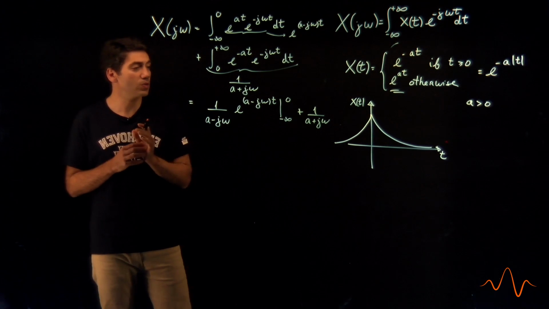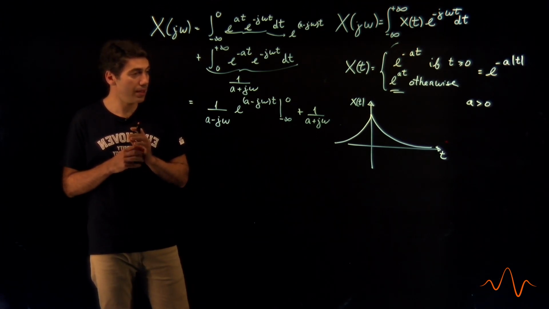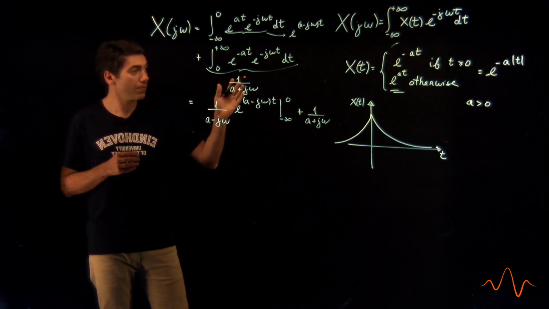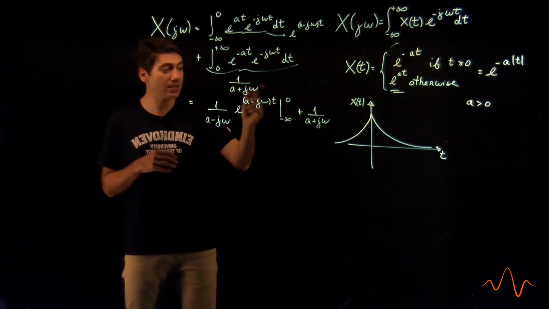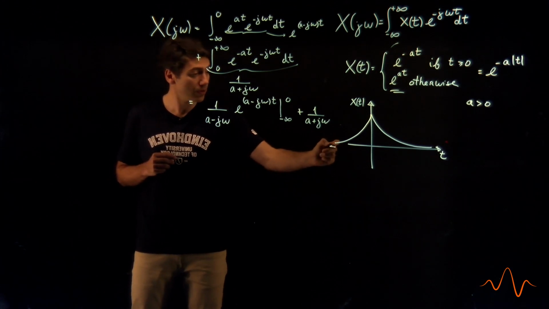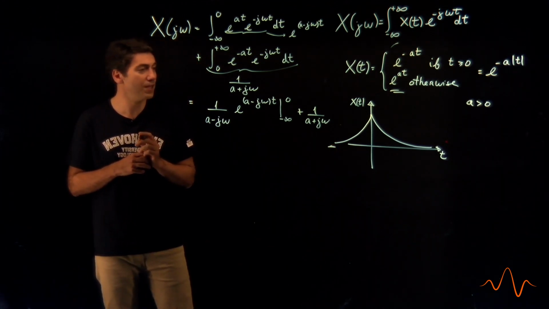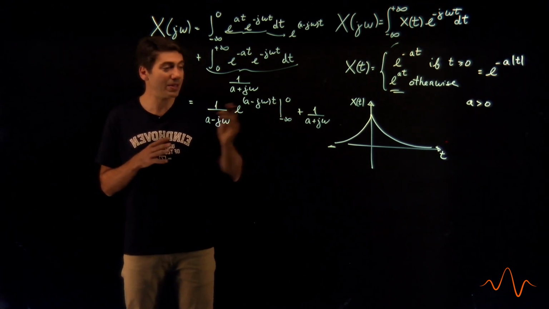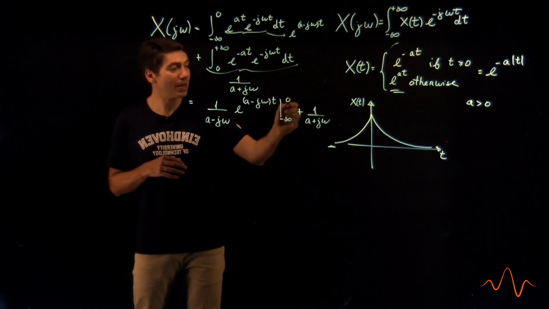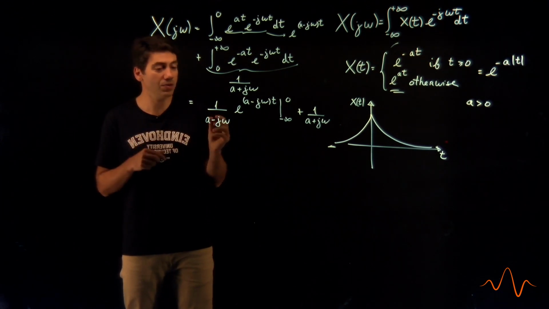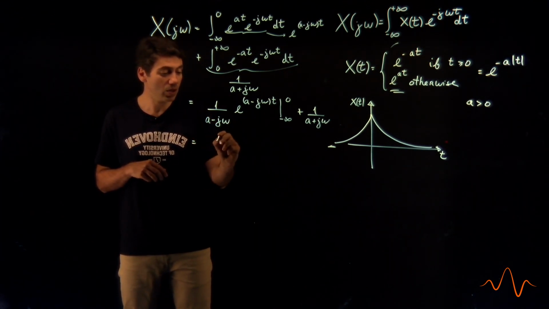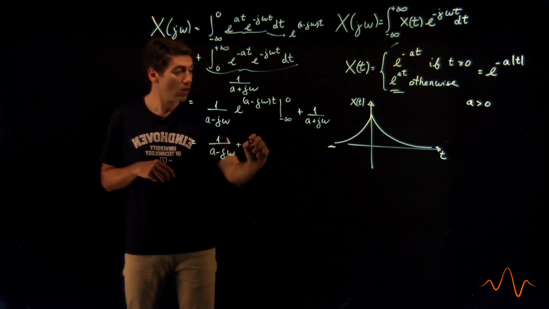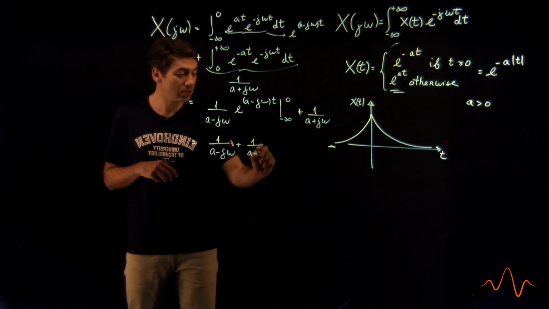Now, evaluating this when t converges to minus infinity, since a is positive, again we get a complex number whose magnitude is decreasing as t goes to minus infinity. So when we replace by minus infinity, we get 0, and when we replace by 0, we get 1. So we get 1 minus 0, which is 1. So basically we get 1 over a minus j omega plus 1 over a plus j omega.